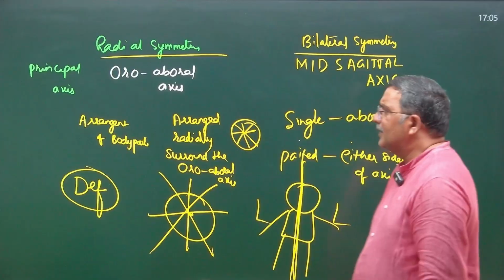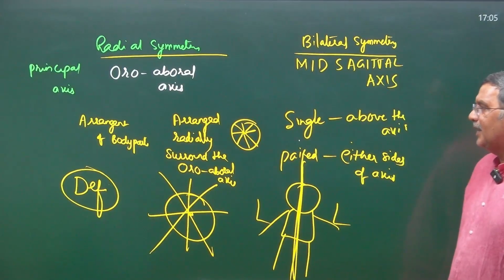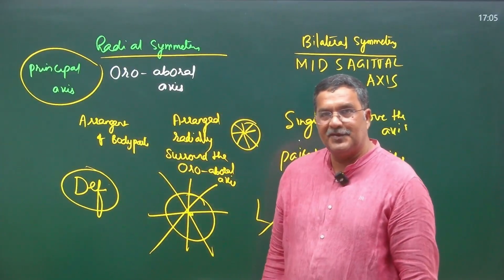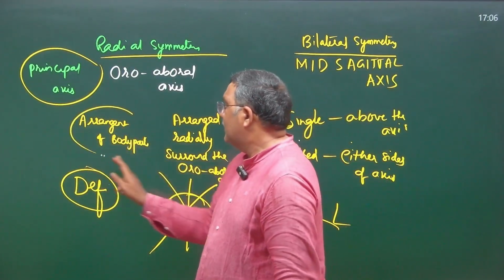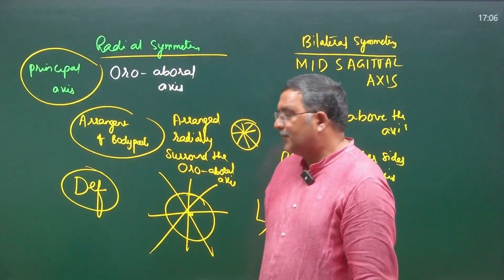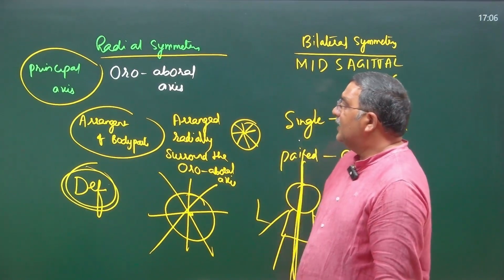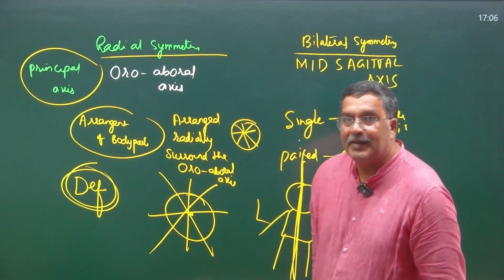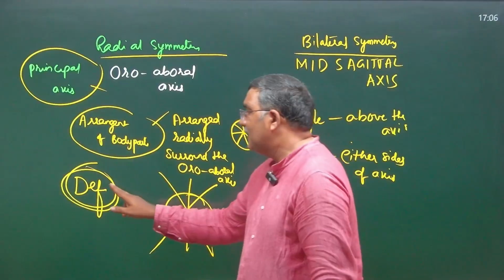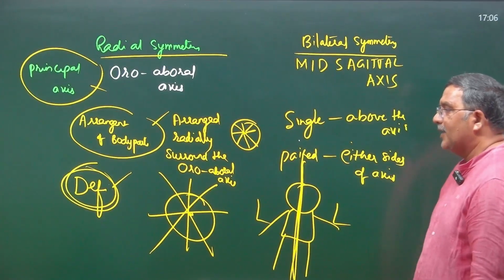It is a little difficult to understand the criteria, the patterns. That is why we made some order: for any symmetry, first of all you need to see the principal axis, then we go to the arrangement of body parts. Text will not give you this much comfort, then the definition. So if you say, sir, I don't understand symmetry, where don't you understand: the principal axis, the body part arrangement, or the definition? If you think about it separately in that manner, you will understand easily.